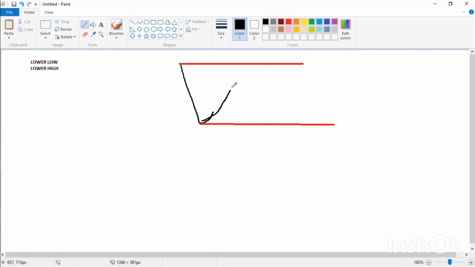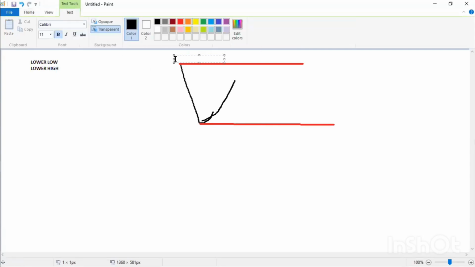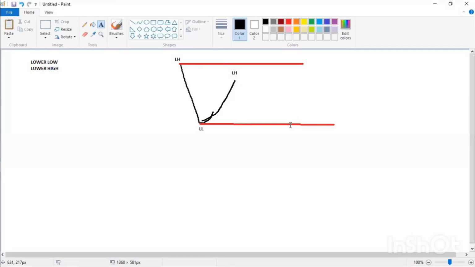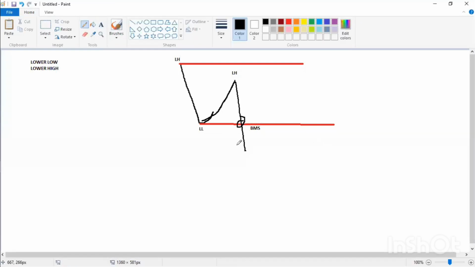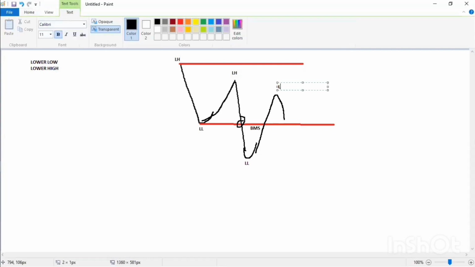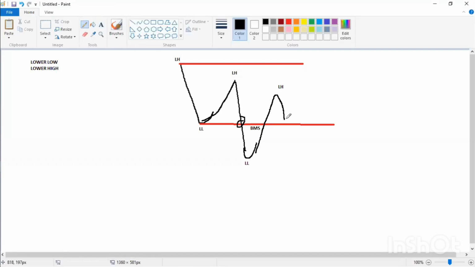Then price goes up to make a lower high. So this was a lower high. This is a lower low. Then lower high. And then what is this? BMS. Then we have a new lower low. Price goes up. Lower high. And then BMS. So this is the downtrend.